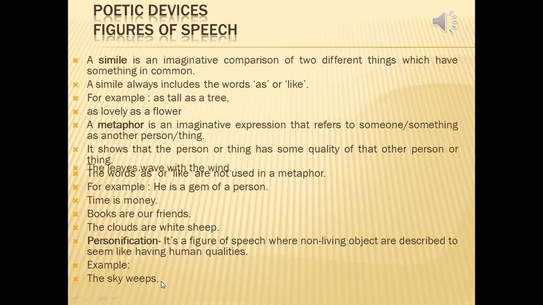The leaves wave with the wind. What does this mean? In reality, can the leaves wave their hands? Do they have hands to wave? No, it is a human quality. We wave our hands. But here it means that the leaves move along with the wind. So the non-living things or objects which are not human, like the sky or like the leaves, are given a human quality. That figure of speech is personification.